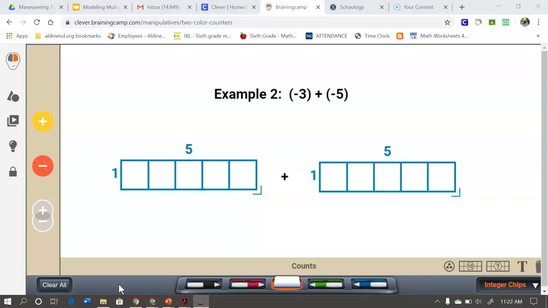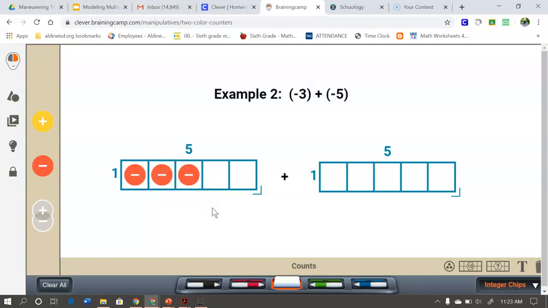So example number 2 is negative 3 plus negative 5. This one differs from example number 1 because now instead of both numbers being positive, both numbers are negative. But again, we're going to still solve it the same way. So again, we want to represent our first number, which is negative 3. So we're going to take the red counters, and I'm going to represent negative 3. And I'm just going to add until I get 3.